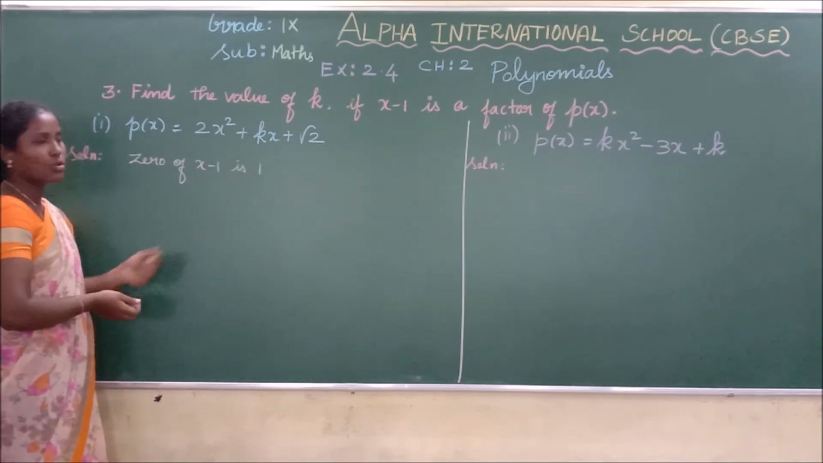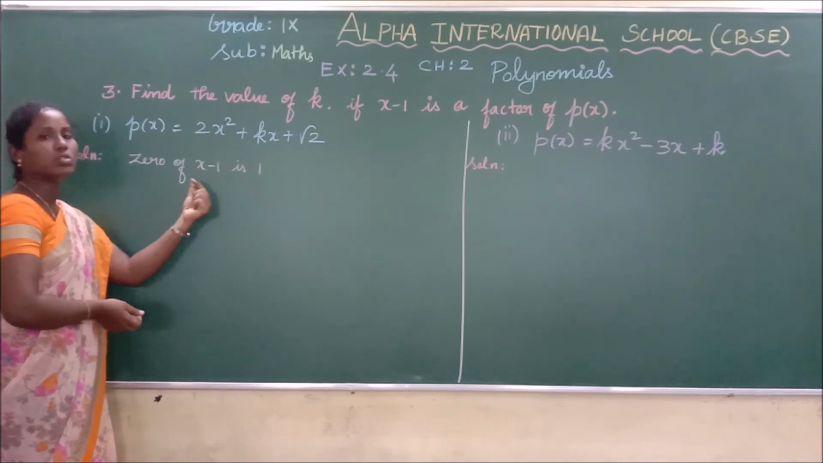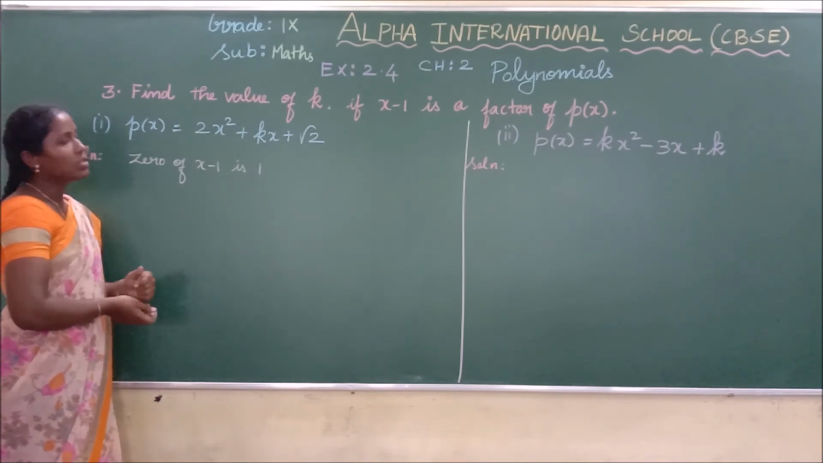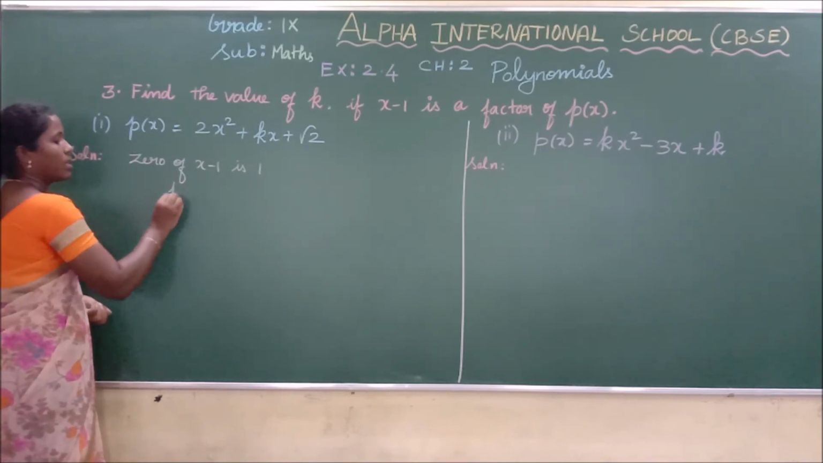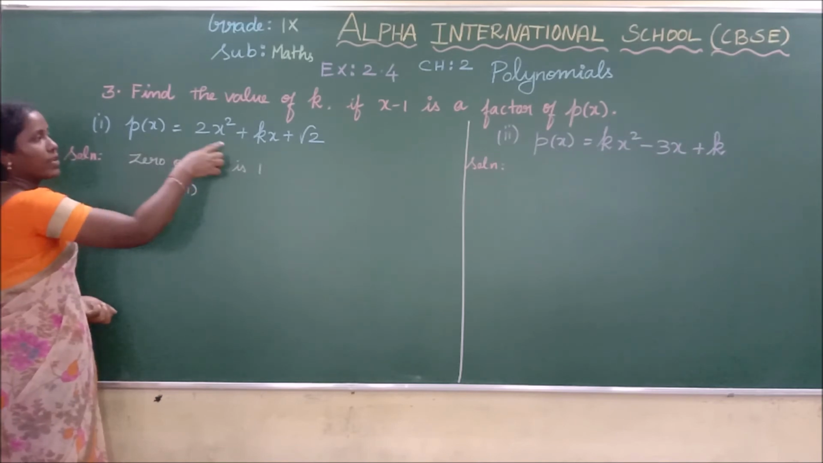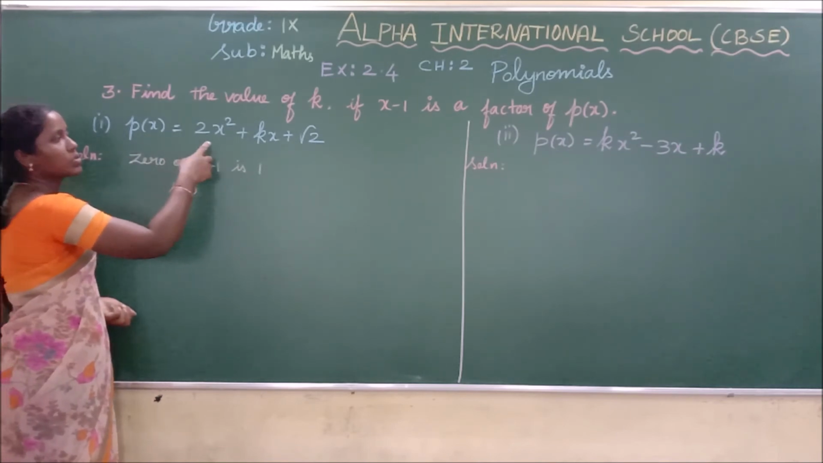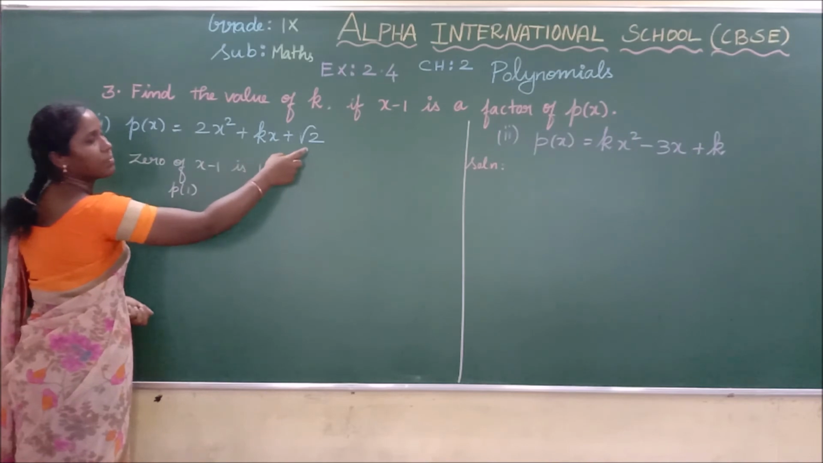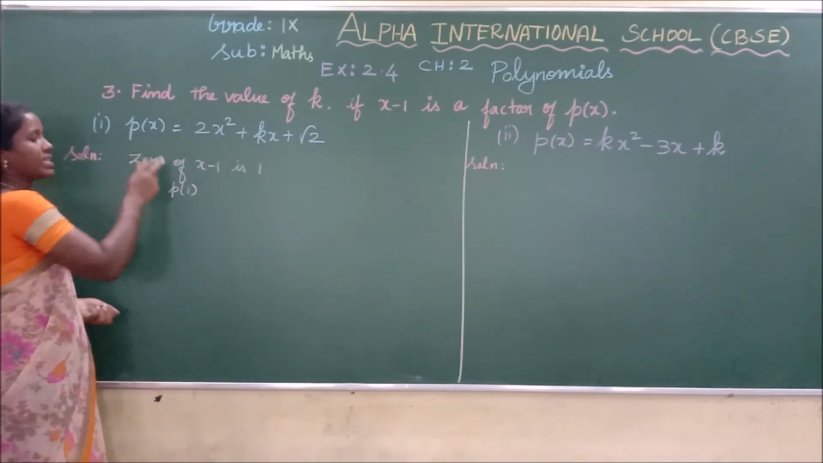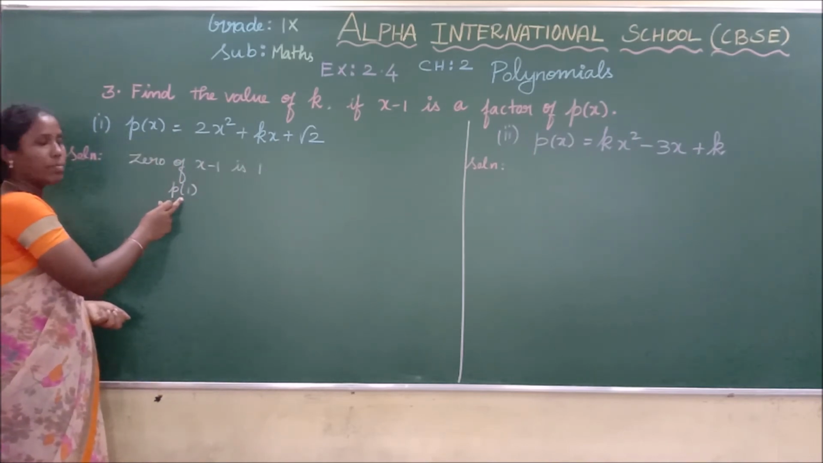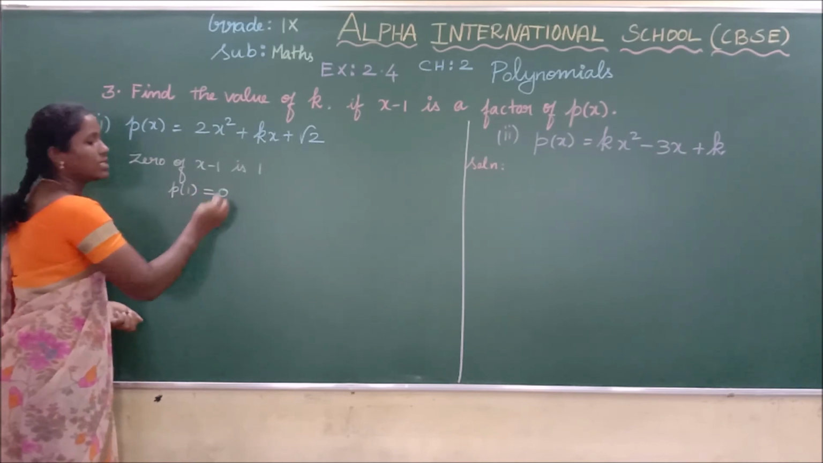We know how to find the 0 of x minus 1. Isn't it equal to 0? So the value of x is equal to 1. So P of 1 in place of x, P of x, this is P of x given in the question. P of x is equal to 2x square plus ax plus root 2. So P of x, if we are replacing x with 1, it should be equal to 0.